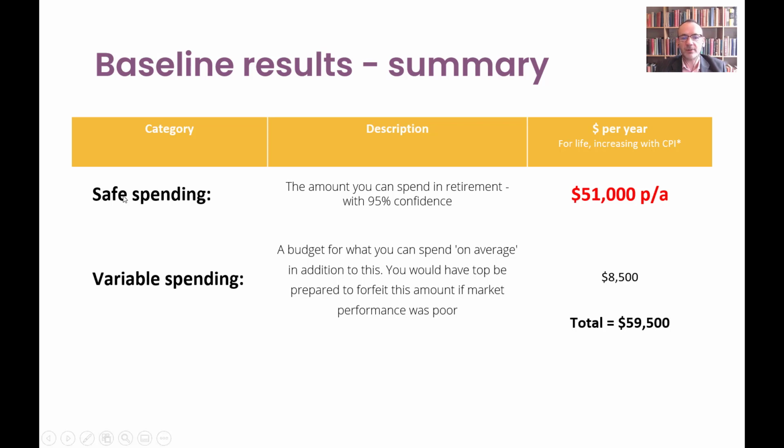On top of that is the variable spending amount. That's the amount they might hope to spend if markets do well, but if markets don't do well, they've got to be willing to forfeit that amount. And the figure here is $8,500 per annum. So on average, they might expect to spend $59,500 per annum for the rest of their lives, but a portion of that depends on market performance and would need to be reined in if things aren't going well, leaving them with the safe spending amount of $51,000 per annum.